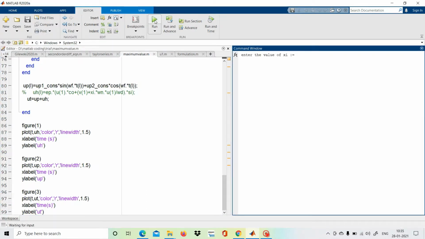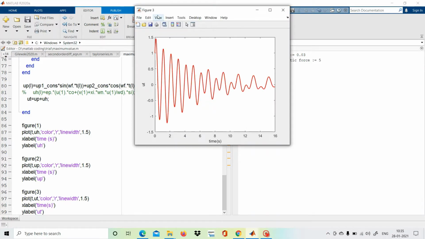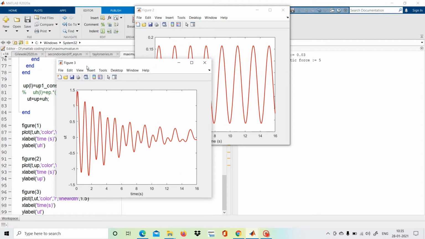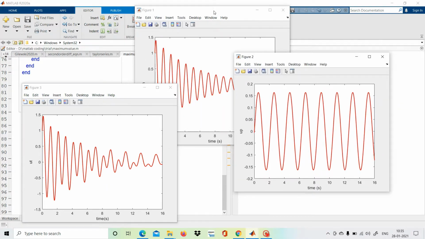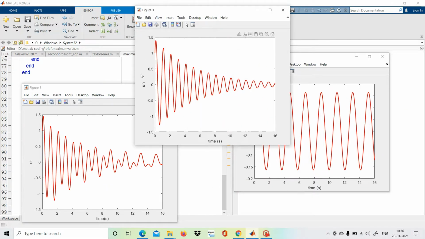So it is asking for the xi value. First, we will take the underdamped case, means any value between 0 and 1, like 0.02 or 0.3, we have considered. And if it is asking for the static force, let's apply 5 as the static force now. So let's see, it is showing the 3 figures. Figure 1 is the homogeneous solution.